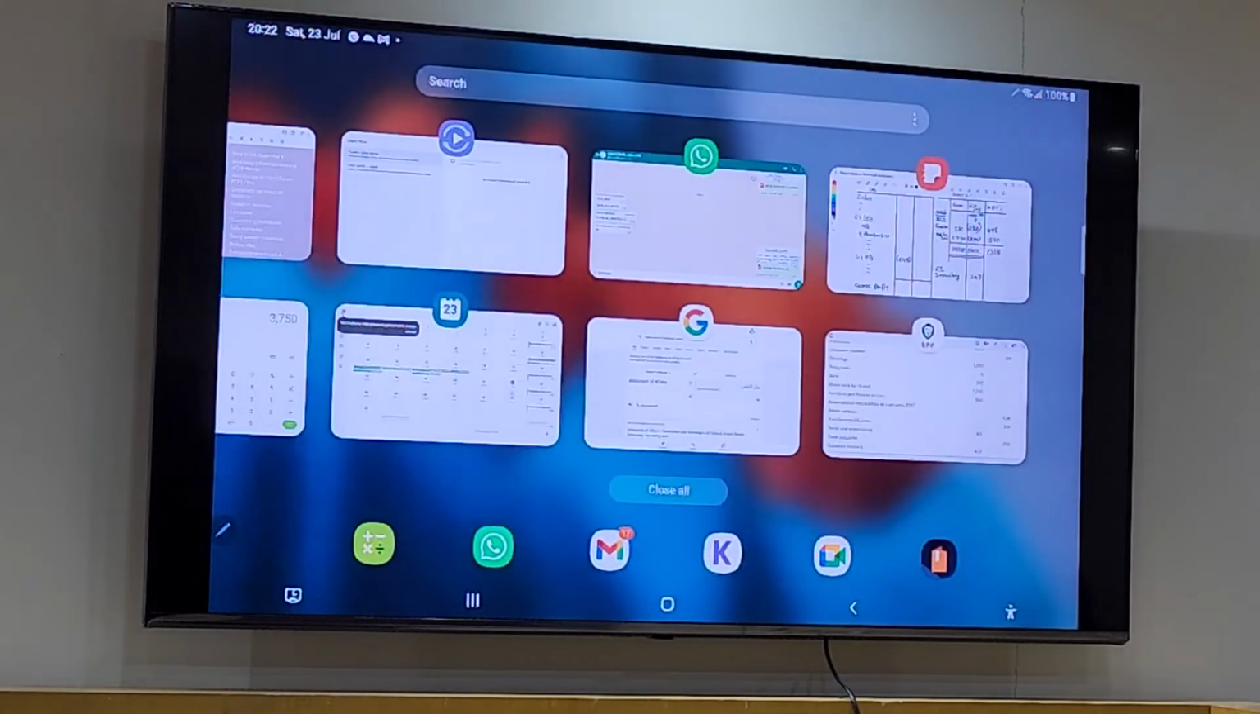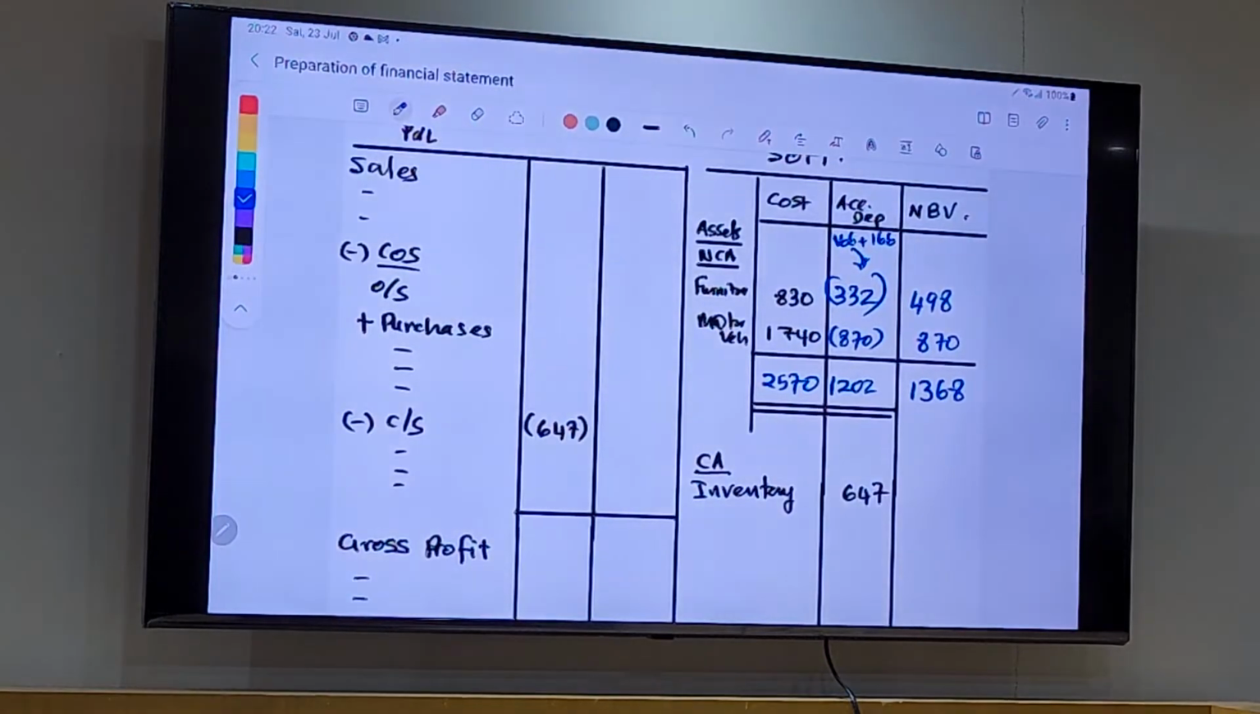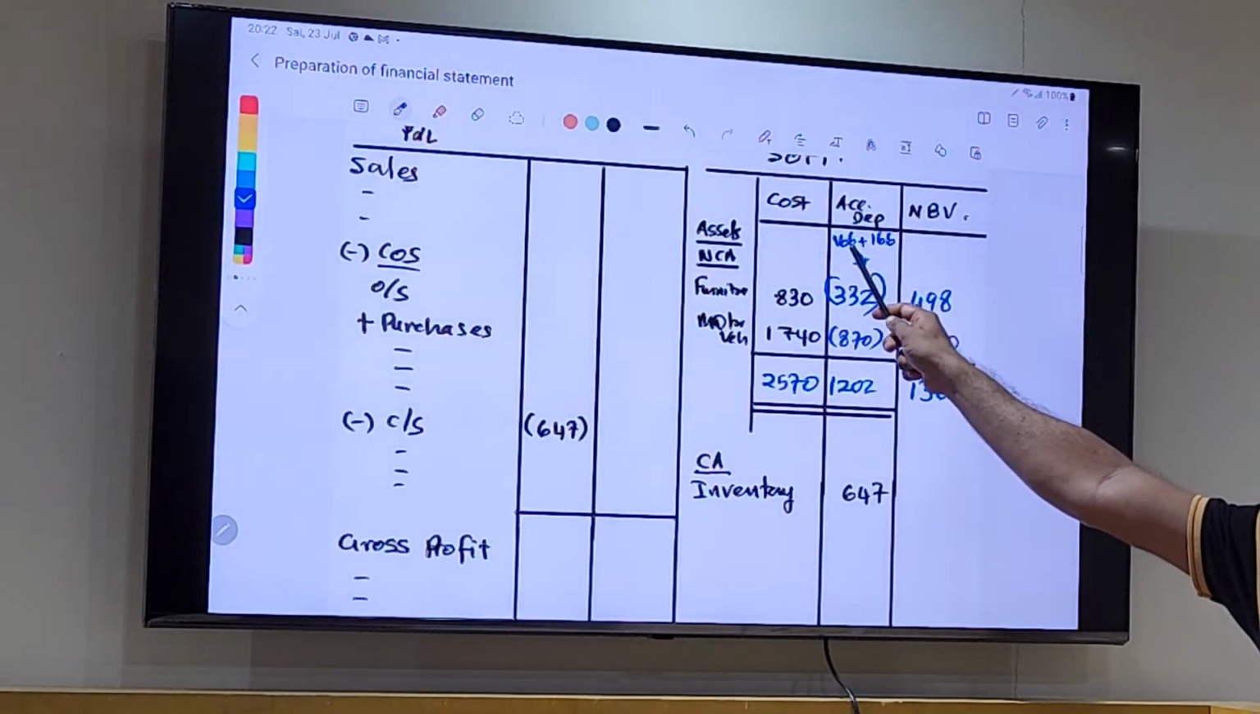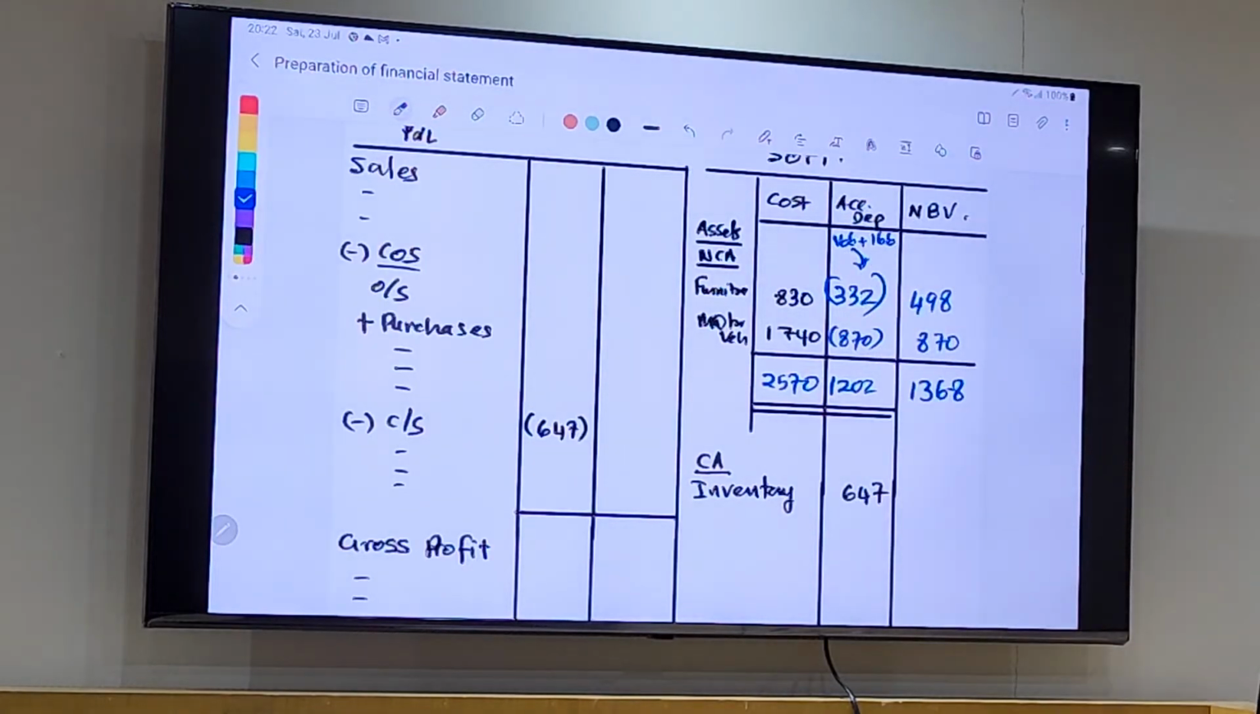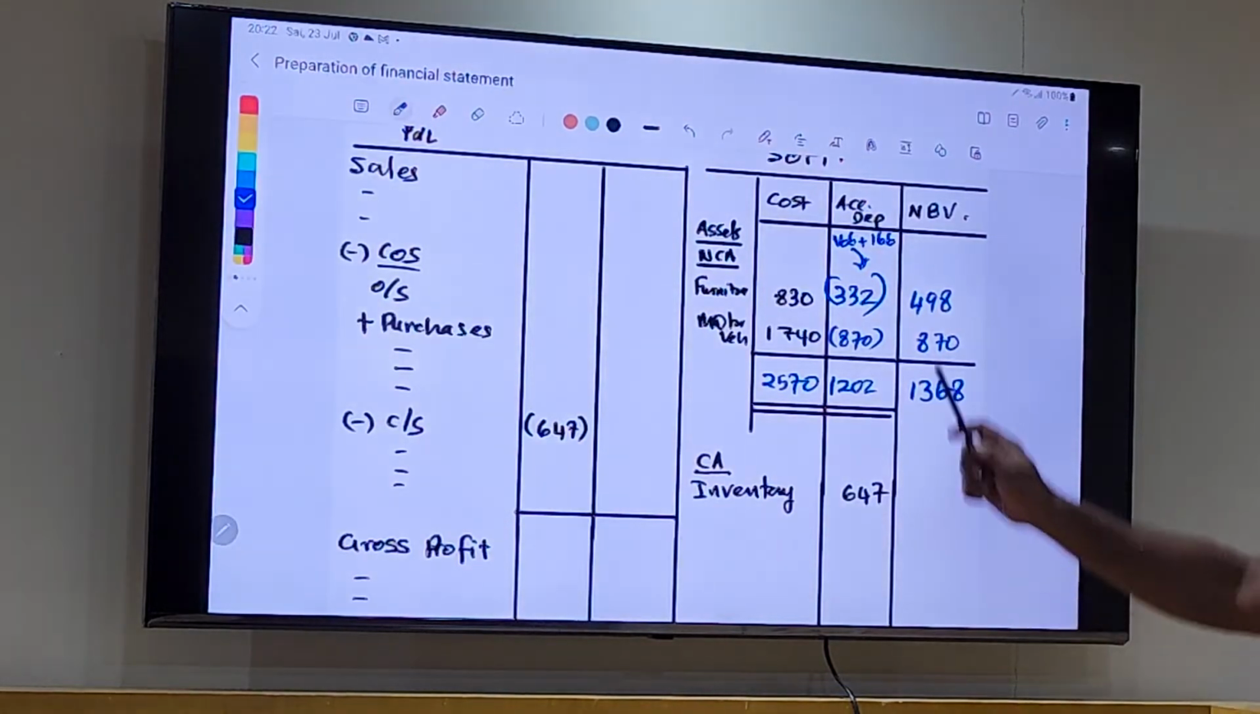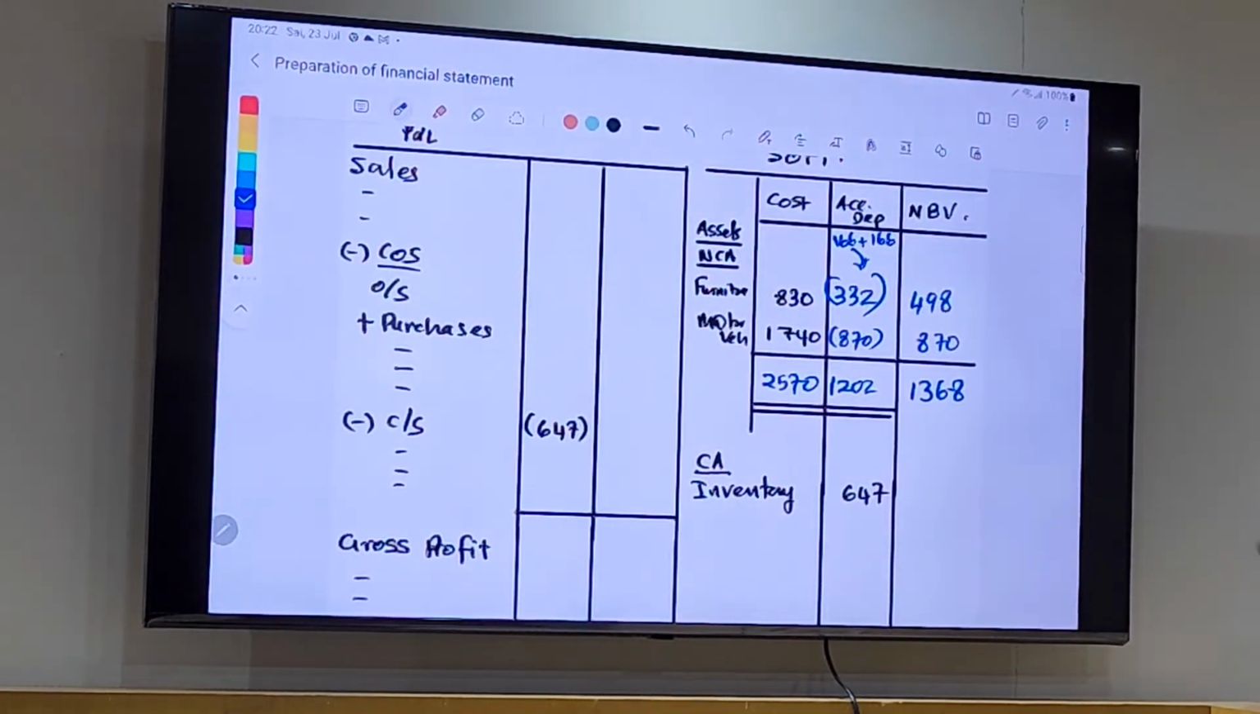Why did you make this 166 total? This is the opening balance depreciation. If you check your trial balance, you will find it. That's whatever the calculation you have done for the last year. And this 166 is the current year depreciation.